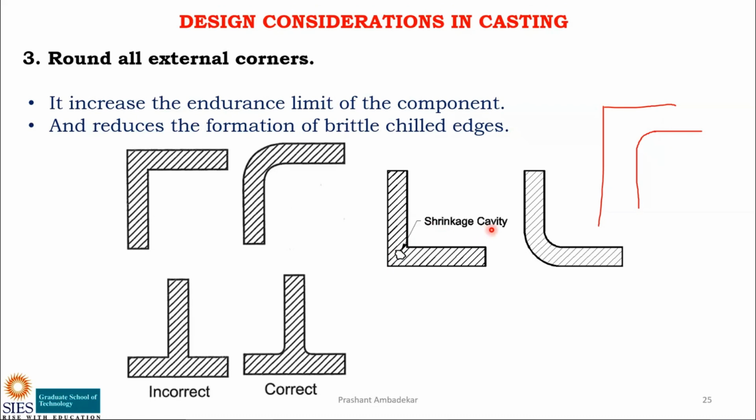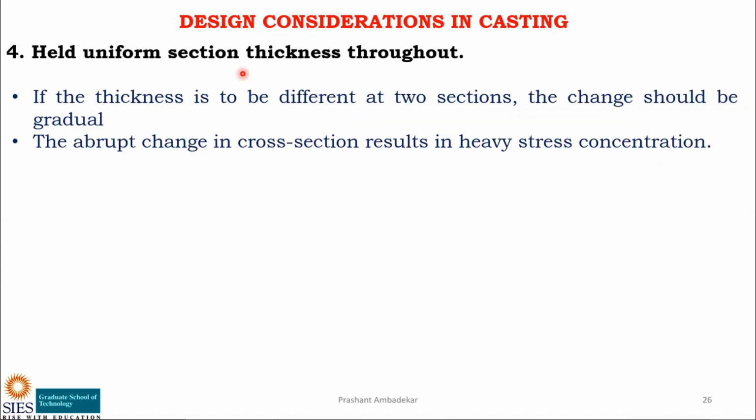A shrinkage cavity can be developed. You can see here, a shrinkage cavity like this can be developed, and then it will not be homogeneous. So in order to reduce this effect, what you can do is to make this circular. Now you can see this area is uniform throughout. Even if I consider this, it is uniform throughout as compared to this point to this point. This is maximum and this is not maximum. This is evenly distributed now. So this is the effect of rounding all the external corners.